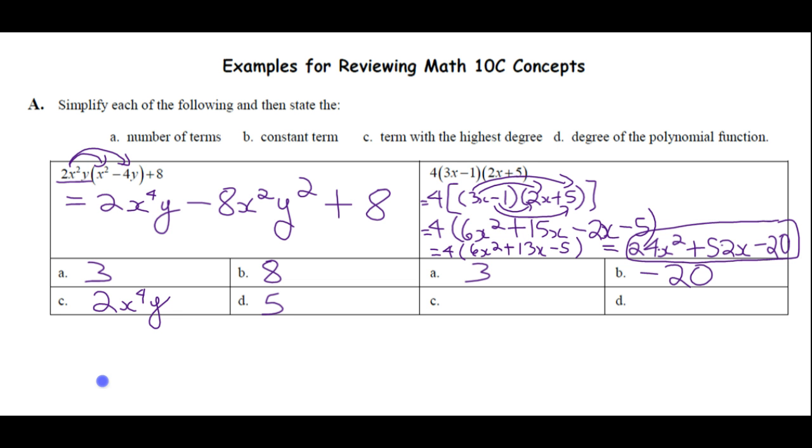What is the term with the highest degree? 24x what? Squared. And what is the degree of the polynomial function? 2. What do we call degree 2 polynomial functions? Quadratics. That's Friday stuff.